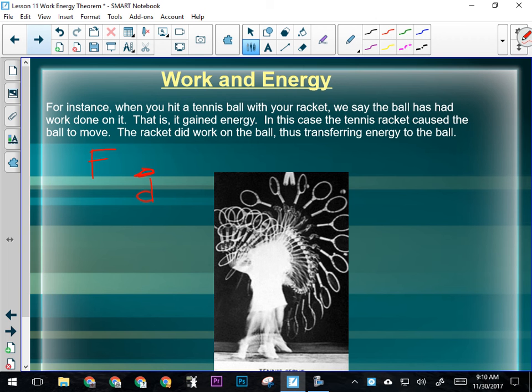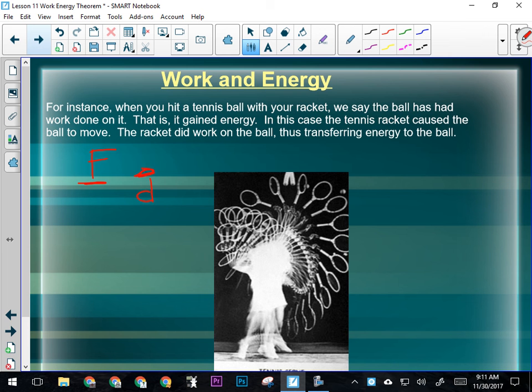So the advantage of the racket and the advantage of technique is if I can increase the distance over which this force is exerted, because the only way for me as an athlete to increase the force is to train and get stronger. That's the only way I can improve that part of me, my strength. The other way to improve is to improve my technique or get better equipment that can allow me to exert the force I'm able to exert over a greater distance.